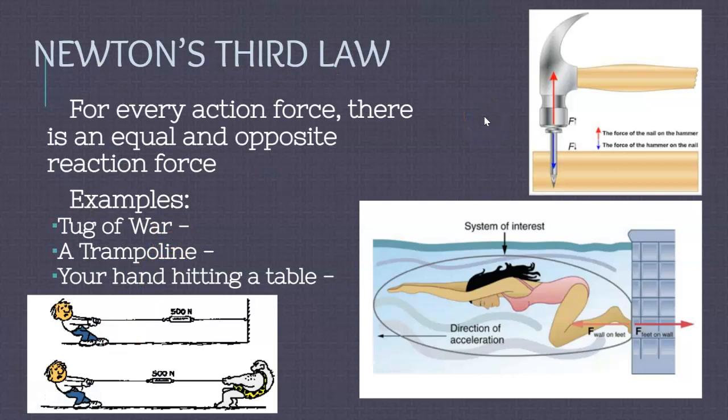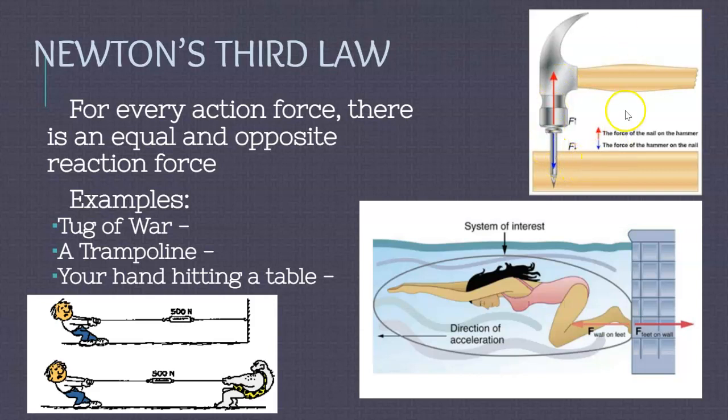So Newton's third law states that for every action force, there is an equal and opposite reaction force. Examples of this would be tug of war, a trampoline, or your hand hitting a table. Basically, if there's a force applied, there's an equal and opposite force acting in the opposite direction. We saw that with our force diagrams yesterday. If you have a book resting on a table, you have the force of gravity working on it in the downward direction, but you also have the force of the table pushing it up in the opposite direction. That would be the normal force, okay?